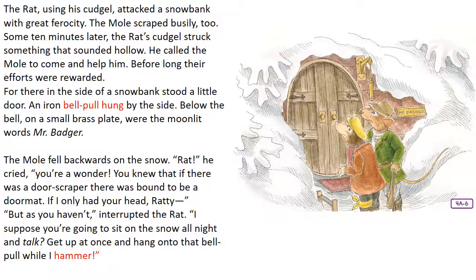The mole fell backwards in the snow. "Rat," he cried, "you're a wonder. You knew that if there was a door scraper, there were bound to be a doormat. If only I had your head, Ratty." "But as you haven't," interrupted the rat, "I suppose you're going to sit on the snow all night and talk. Get up at once and hang on to the bell pole while I hammer."